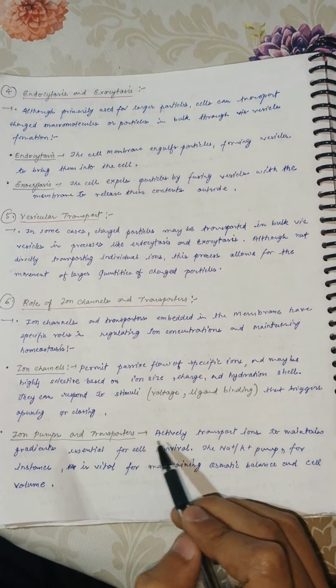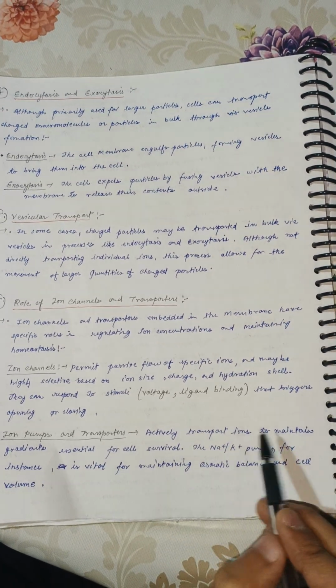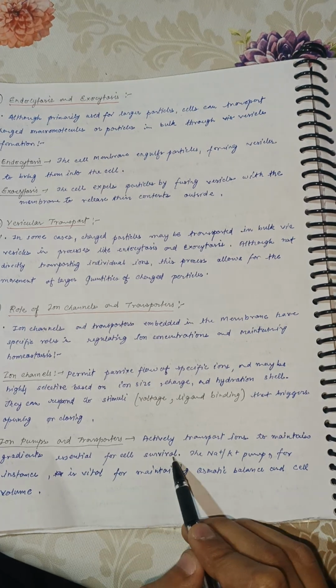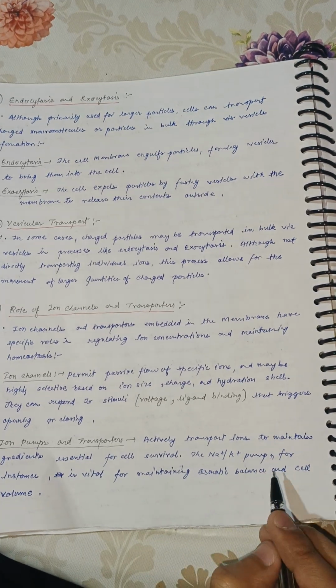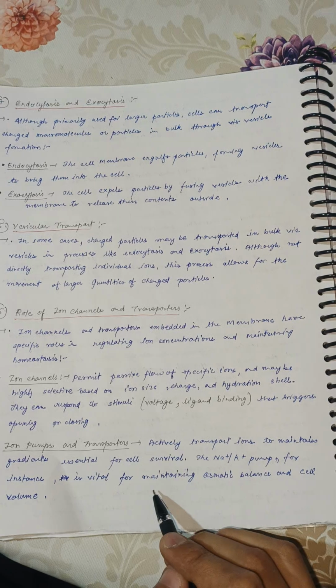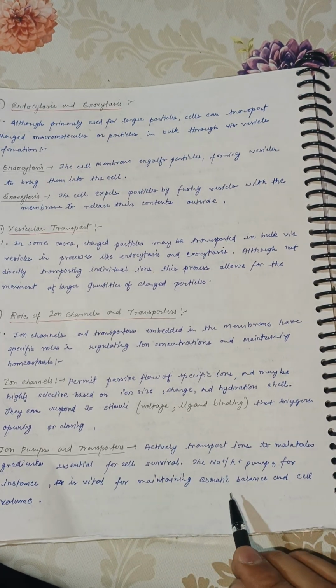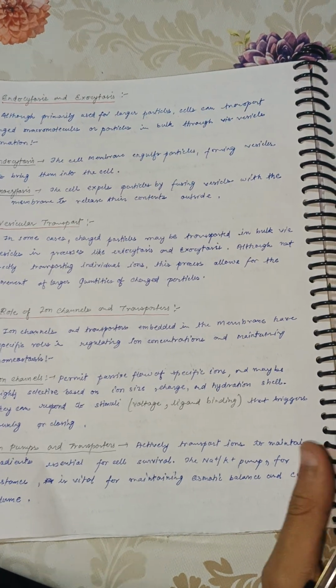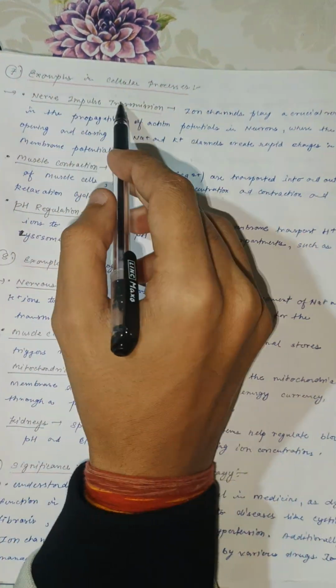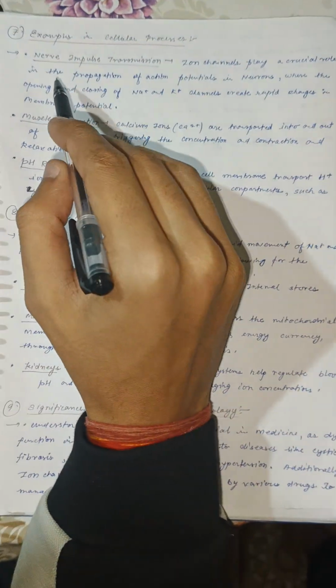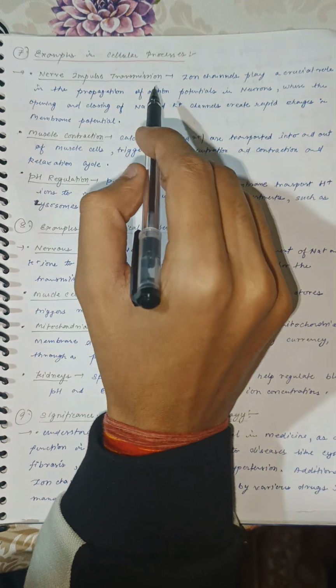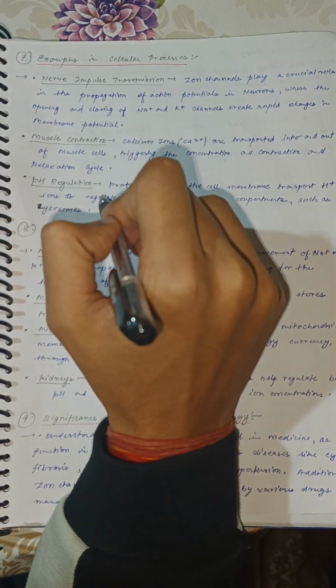Ion pumps and transporters actively transport ions to maintain gradients essential for cell survival. The sodium potassium pump for instance, is vital for maintaining osmotic balance and cell volume. Seventh one is examples in cellular process. There are three examples: nerve impulse transmission, muscle contraction, and pH regulation.